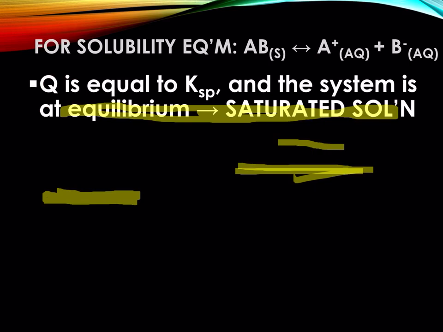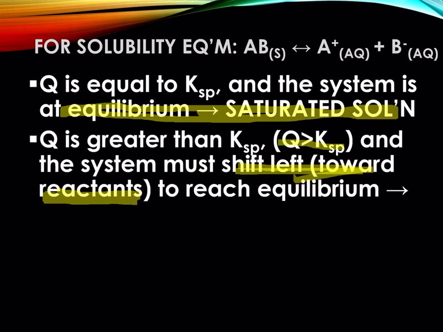Oh, please be kind about my highlights, all right? So if Q is equal to Ksp, then the system is at equilibrium, which means, of course, in this section, a saturated solution, which means no more can be dissolved, but you can't see any precipitate.